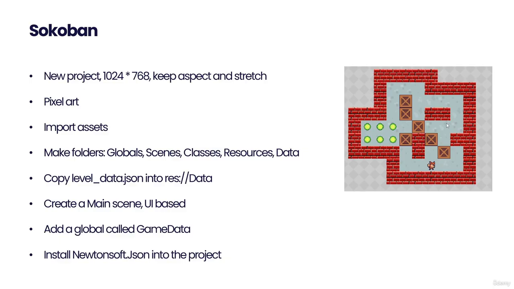Import the assets attached to this particular lesson and then make the globals, scenes, classes, resources and data folders. You'll also find a file called leveldata.json attached to this lesson, hopefully. Please import that into the data folder in the resources. Then create a main scene, which is UI based, and then add a global called game data into the globals folder and set that up in the code as a singleton with the instance we've done.